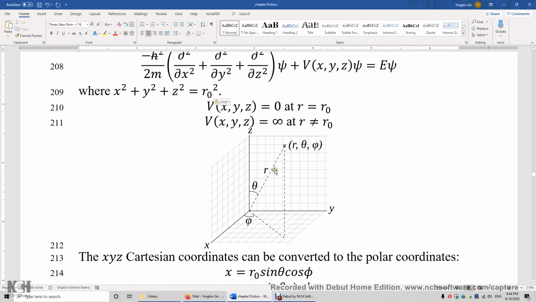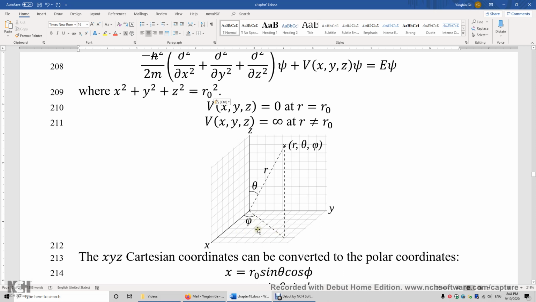Now let's look at this r, theta, phi polar coordinates. We have x, y, z Cartesian coordinates in this picture. R is the distance between the particle and the center. Theta is the angle between the r vector and the z-axis. And this dashed line is the projection of r on the xy plane. The angle between this projection and x is phi.